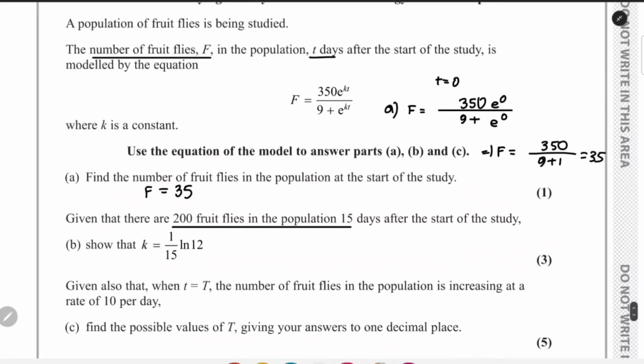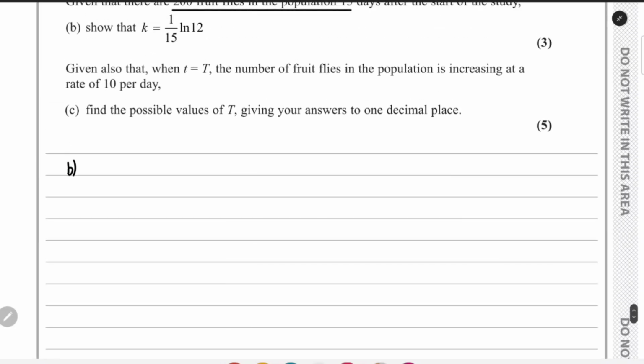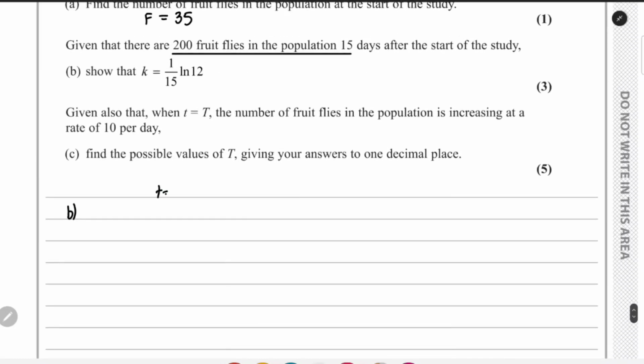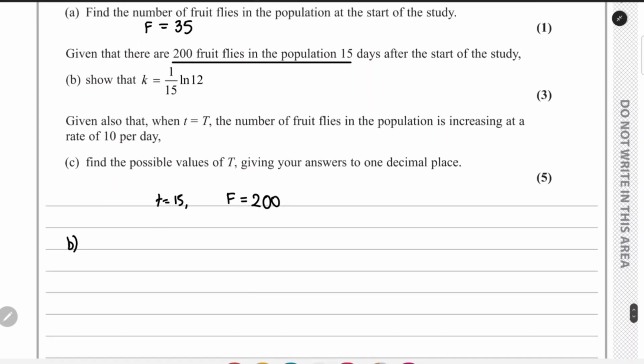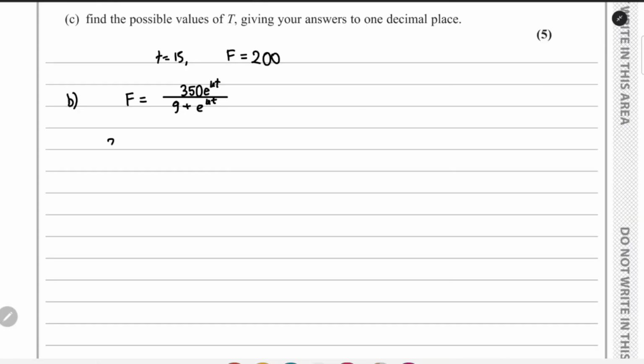Now we are told that 200 fruit flies are in the population 15 days after the study is started. We'll place the value of t equals to 15. For that, f must be 200. We'll place those values in the equation. So I'll have 200 equals to 350 times e to the power 15k divided by 9 plus e to the power 15k.